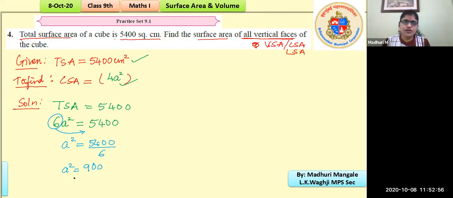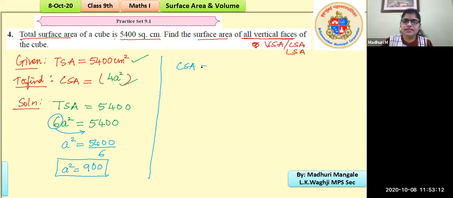So we get a squared equals 900. Now you can find a also. That would be simply 30. But I would like to keep it like this, which is a squared is 900. And I'm going to use this as it is to find the curved surface area. So curved surface area, which is 4a squared, we are going to use this a squared as it is from here. So 4 times a squared, we got that to be 900.